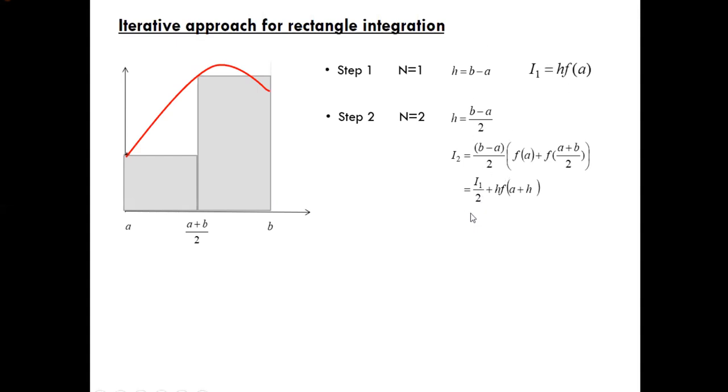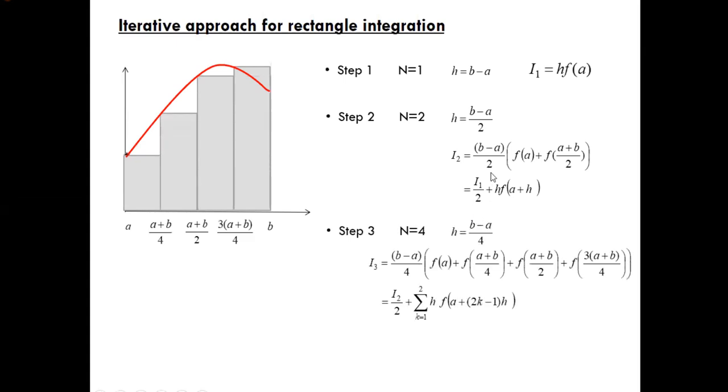Like this, we will save some computational time, so we don't recalculate all the points. We double the number of points and we use the previous value that we already calculated. Now at step 1, this is the number of intervals. I had one interval here, n equals 1. The second step, n equals 2, I have 2 intervals. Step equals 3, n equals 4.